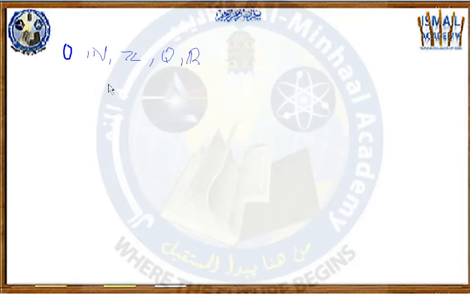Is it right? No, it's not right. There's no N. It's only Z, Q, and R, because N is only 1, 2, 3, and 4. Oh, okay.